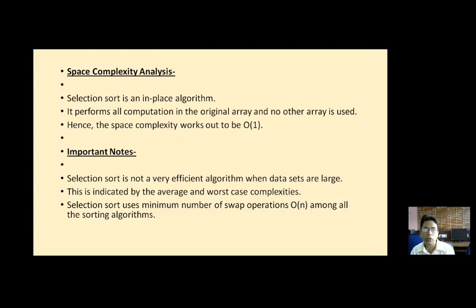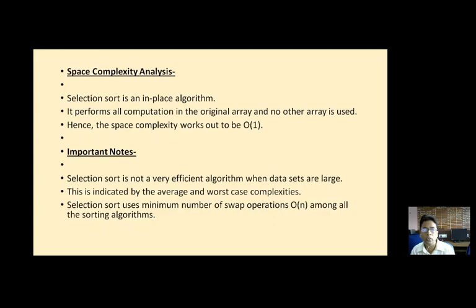The selection sort is an in-place algorithm. It performs all the computation in the original array, and no other array is used. Hence, the space complexity works out to be O(1). Since it is an in-place sorting algorithm, it just requires O(1) space complexity.